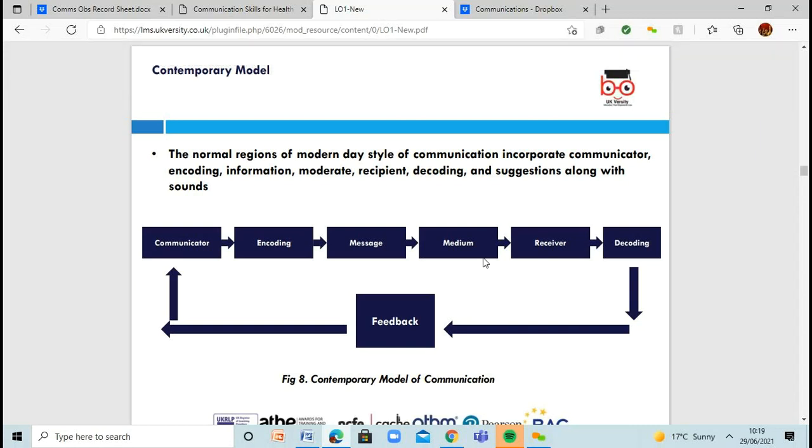So that was just some models of communication. Does anybody have any questions that they'd like to go over? Or anything you'd like to ask?